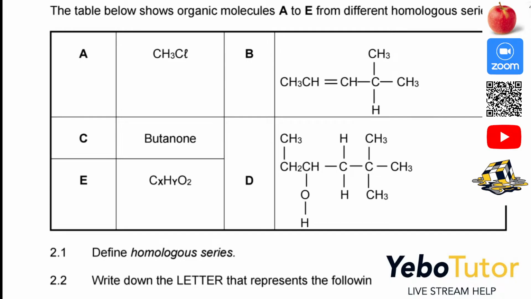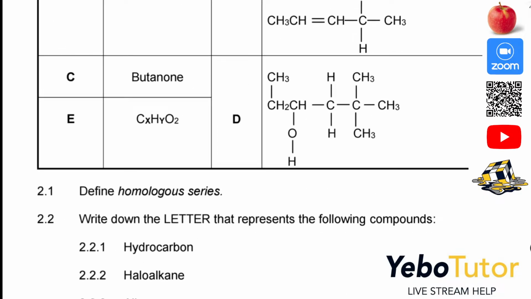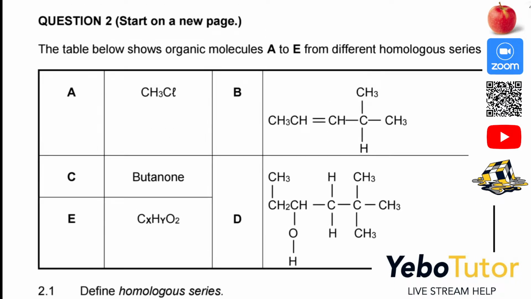Okay, now let's read the first question first. So we're given the table below which shows organic molecules A to E, as you can see, A to E, with different homologous series.